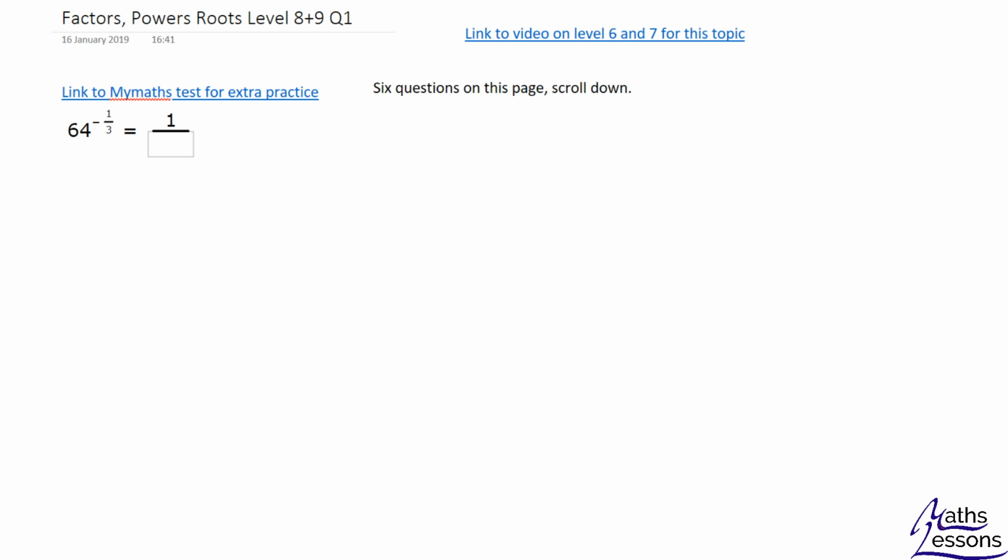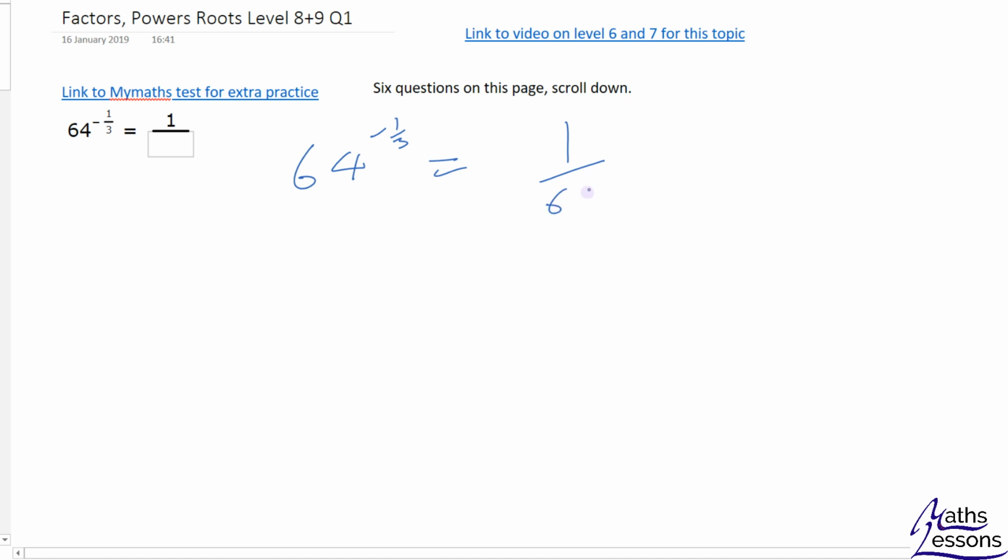Right, so we're going to do 64 to the power of minus a third. If we do that, we get 64 to the power of minus 1/3. It's the same as 1 over 64 to the 1/3. And power of 1/3 means cube root, so it's 1 over the cube root of 64. So you should really know that. 4 squared is 16, 4 cubed is 64, so it's 1 over 4.